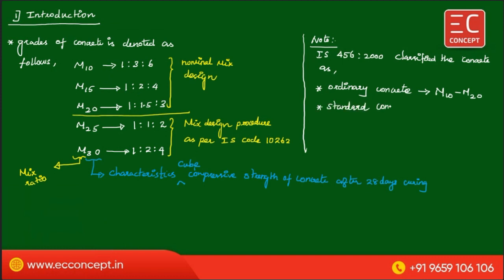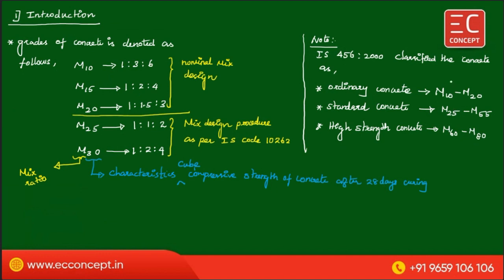Standard concrete, this will be M25 to M55. Next one is high strength concrete. High strength concrete, M60 to M80. And in the new code, this strength is amended, and it varies up to M100. Okay, so this is the thing.